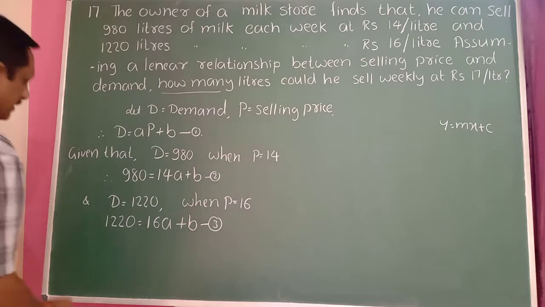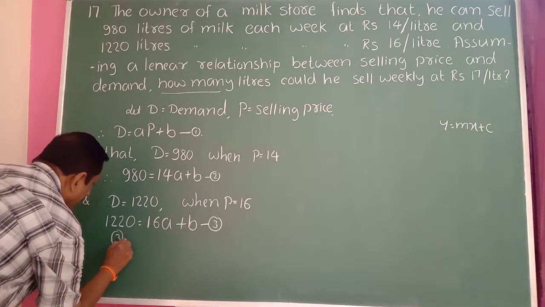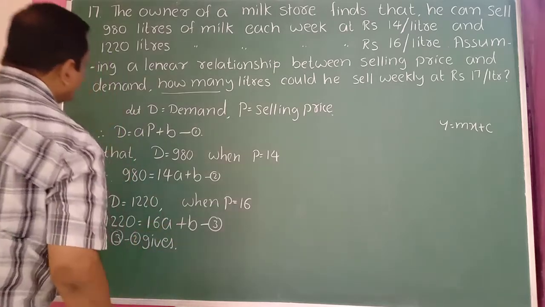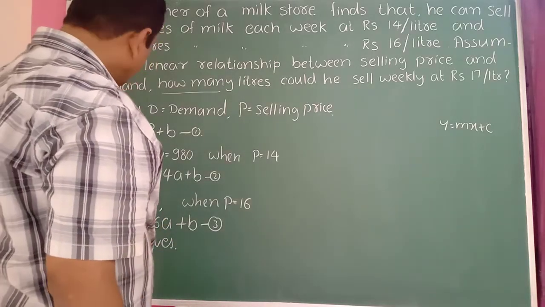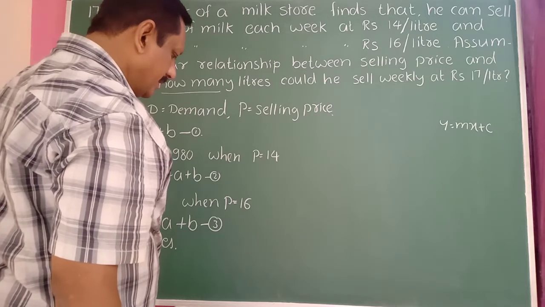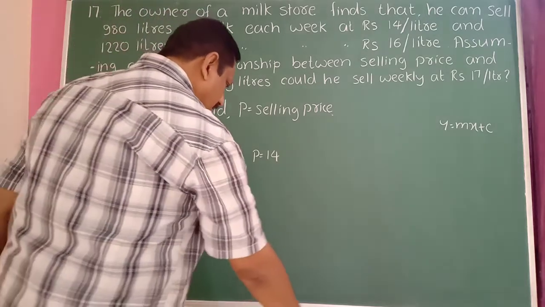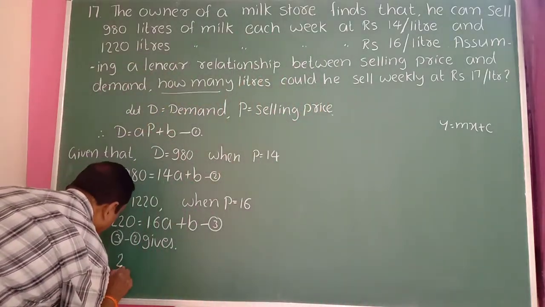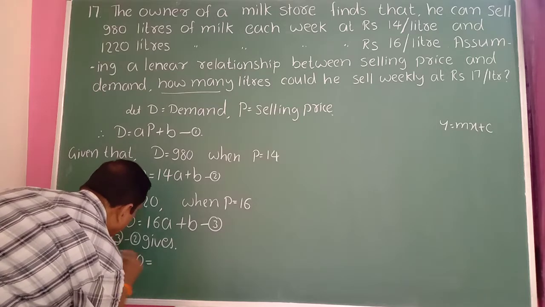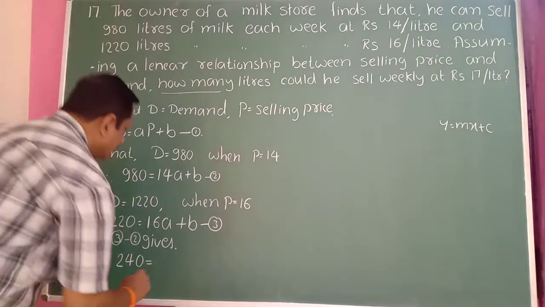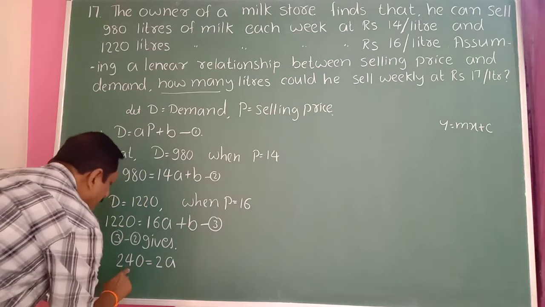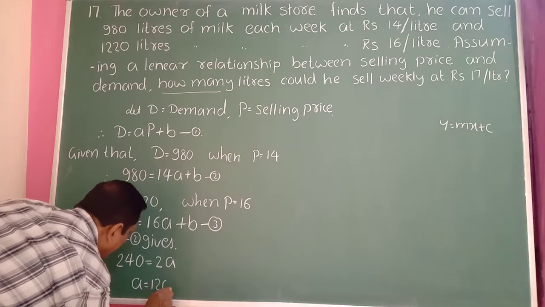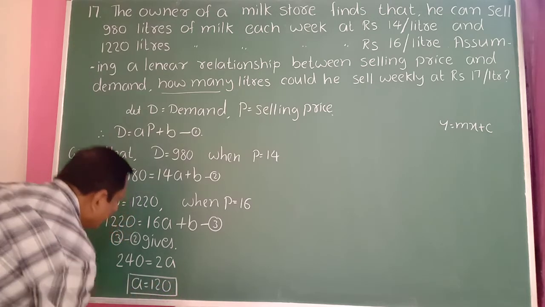Then subtract each other. So equation 3 minus equation 2 gives 1220 minus 980, it gives 240 here. So 16 minus 14 gives 2, it is 2A. 240 upon 2 becomes 120. So A is equal to 120. The value of A is 120 here.